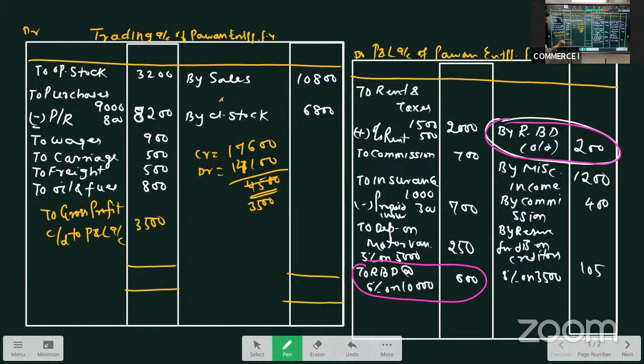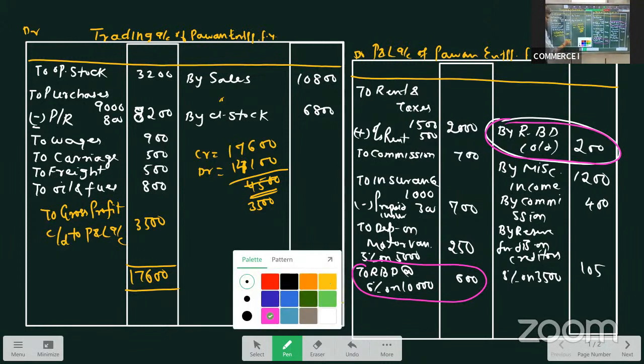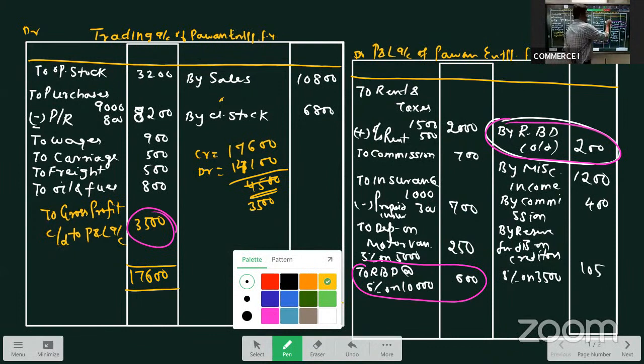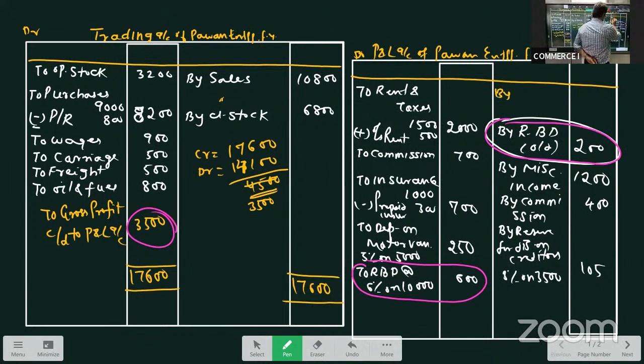Okay, the total is 17,600. Now, this profit will show in our P&L account by gross profit brought down, 3,500. Okay, now close this.